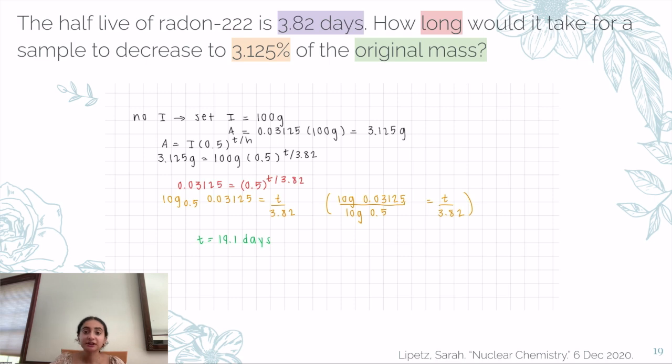And we want to make sure that the units for the time match the units of the half-life, because they are technically in the same power, like they're being divided by each other. So you want those units to cancel out.